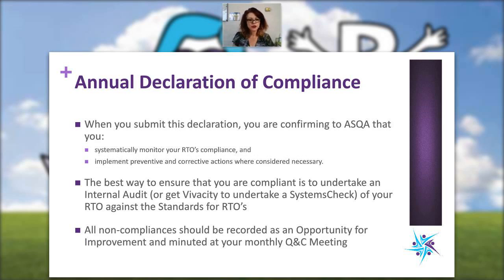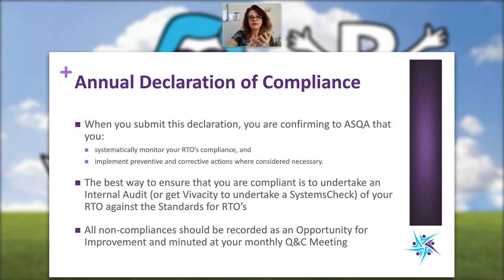So the annual declaration of compliance: when you submit this declaration, you are confirming with ASQA that you have systematically monitored your RTO's compliance. By doing this webinar and reviewing your policies and procedures on a monthly basis, this is one of the things that you are doing, systematically monitoring. This is only one component. The other one is to actually review the policies and procedures and your documentation, not just attend the webinar, but actually do it. And thirdly, minute it at monthly meetings, so quality and compliance meetings.